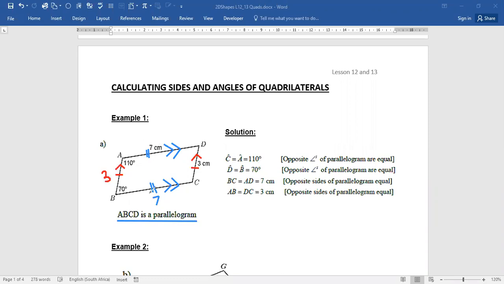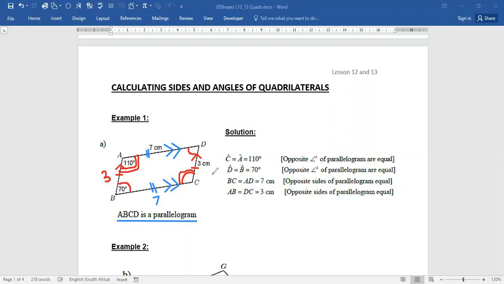Opposite sides equal. Now we also learned that the opposite angles are equal. So if that is 70, angle D should also be 70. And if this is 110, then angle C should also be 110, because the opposite angles are equal. So B and D are equal, and A and C are equal.